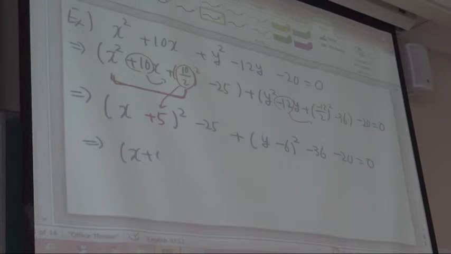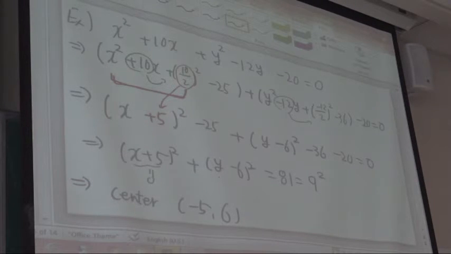Then we have (x plus 5) squared plus (y minus 6) squared is 81. Now 81 is 9 squared. So the center is -5, and we let this part equal 0 and this part equal 0. Those x value and y value give the center. So the center is (-5, 6), and then the radius r is the square root of 81, or 9 squared, which is 9, and that is the radius.